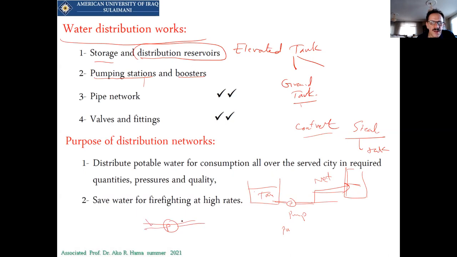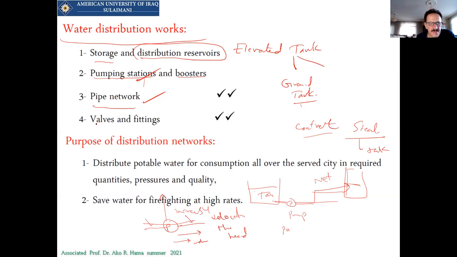So there will be a pipe, then another pipe. So why do we need a booster? Because we need to increase the velocity of the flow inside the pipe. Also, we need to raise the head. So increasing the velocity and the head is what's called a booster. A booster is different from the normal pump. And after that, we will have a network, the pipe system itself.